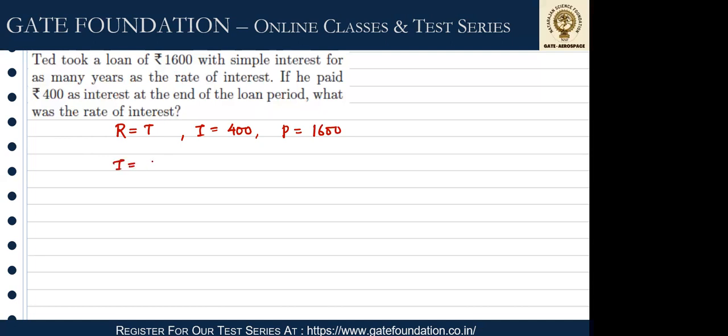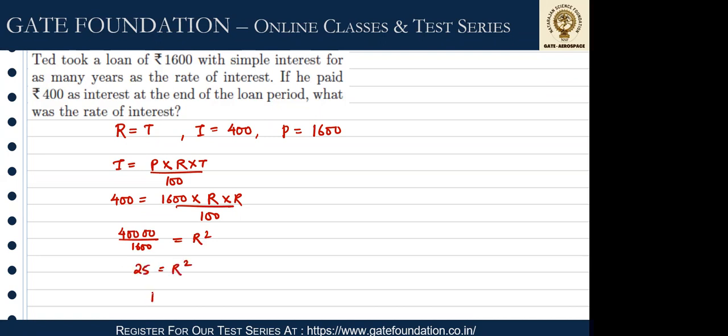Now substituting in the equation I equals P into R into T by 100. The value of I is given as 400, P is 1600. Now R, I'll take it R, and T is also equal to R, so I'll take it R divided by 100. Right, so I'll get 40000 divided by 1600 is equal to R square. Now if you solve this, you'll get 25 is equal to R square, or the value of R will be equal to 5. Although it will be plus or minus 5, we don't consider minus in case of percentages, so this will be 5%. So the rate of interest is 5%.